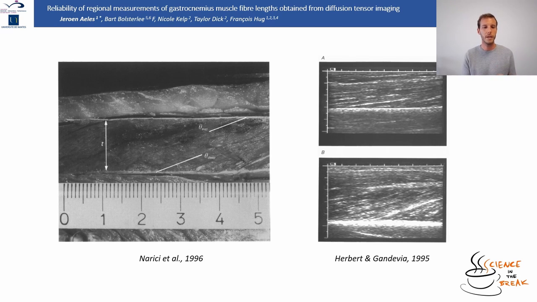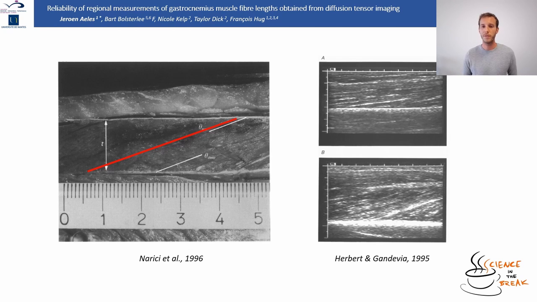On the left hand, you can again see a cadaver image from Norici et al., where you can nicely see the fibers. You can see that the fibers in the muscle are angled at a certain angle, and they connect between two sheets of usually aponeuroses or tendon. So the red line that I've drawn here is how we measure fiber length, and then we can also measure this angle at which the fibers attach to these tissues.